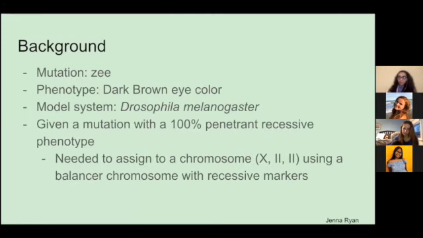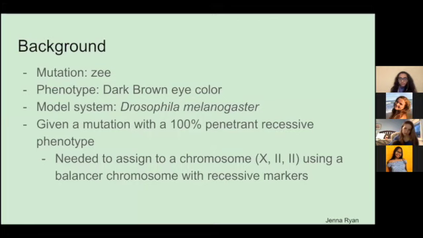Some background information is that the mutation we were assigned was named Z, which had the phenotype of dark brown eye color. The mutation we studied was found in the model system of Drosophila melanogaster. This model system is used because it is a great resource of population genomics and quantitative traits.